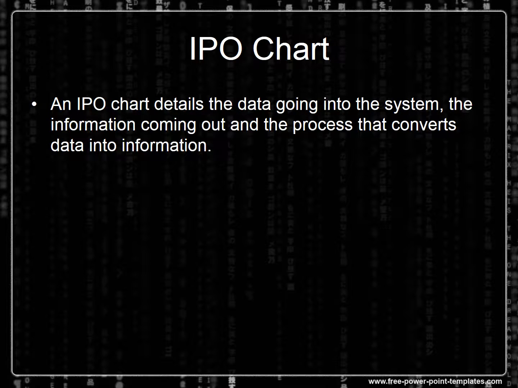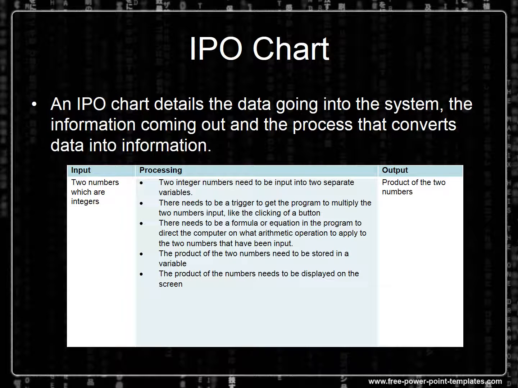Well, the IPO chart contains data going in, information coming out, and the process that converts data into information. And here it is here. So input, two numbers which are integers, that's what goes in. And then there's the steps to how the numbers are put in and contained, and then the product is determined by multiplication of the two numbers, and then finally the numbers are displayed on the screen. So the output is the product of the two numbers, hence the IPO chart.